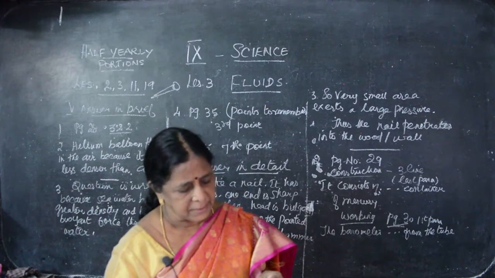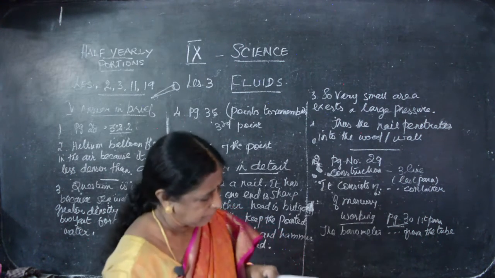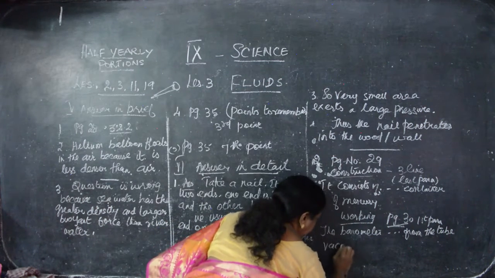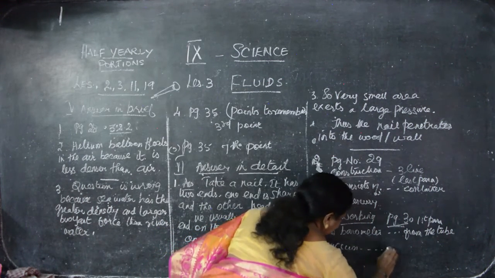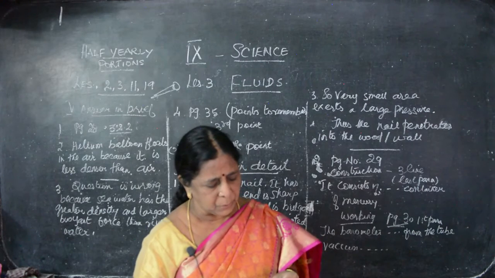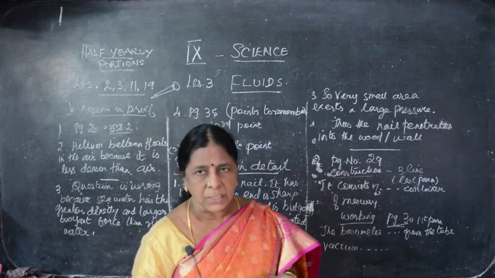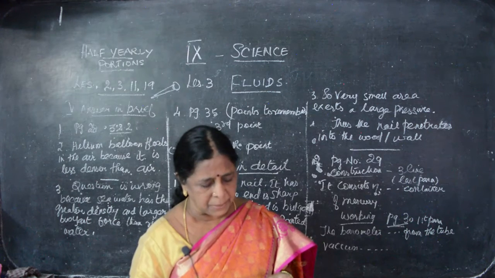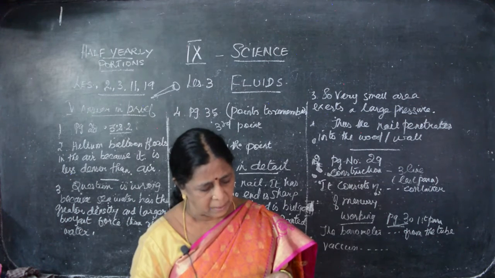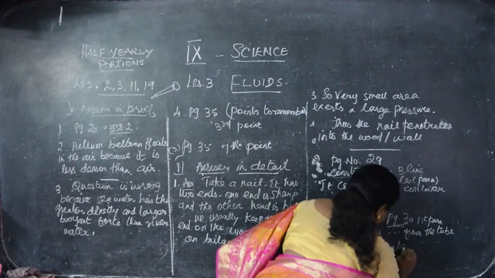Then after that, just leave three lines and again start. Vacuum cannot exert any pressure. Then again you have to start from vacuum, from that to vacuum cannot exert any pressure. So your answer should be: vacuum cannot exert any pressure. The level of mercury in the tube provides a precise measure of air pressure, which is called atmospheric pressure. Till atmospheric pressure.